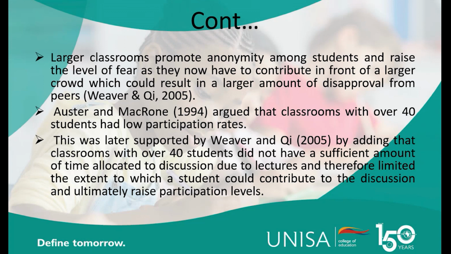Oster and Macron 1994 argued that classrooms with over 40 students had low participation rates. And this was later supported by Weaver and Q 2005, adding that classrooms with over 40 students did not have a sufficient amount of time allocated to discussions due to lectures, and therefore limited the extent to which students could contribute to the discussion and ultimately raise participation levels.